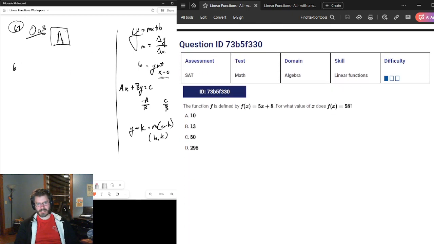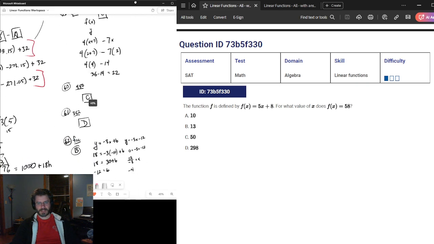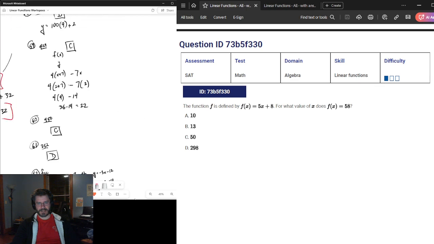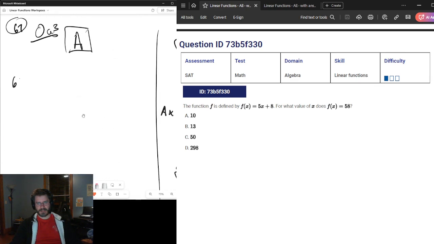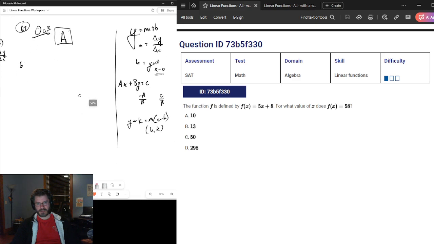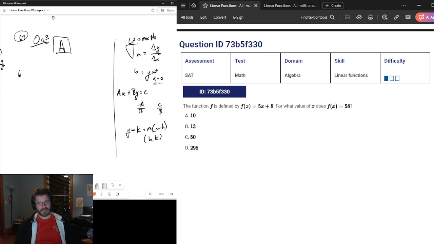Moving on to 67. Now this should be question 66, I believe. Yeah. All right, sorry about that. 66, now 67. 330 is the ending code.